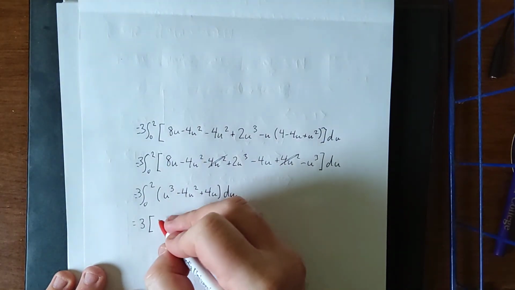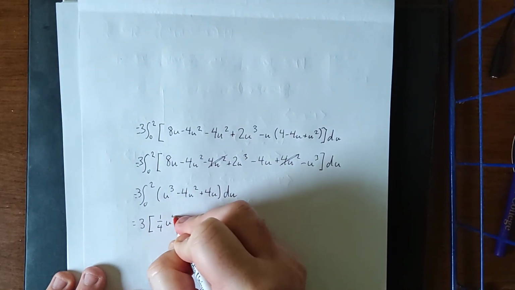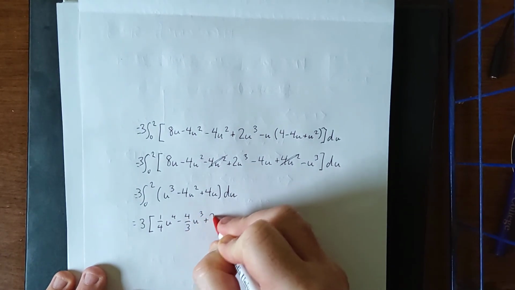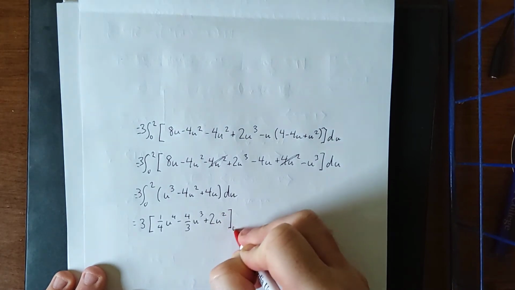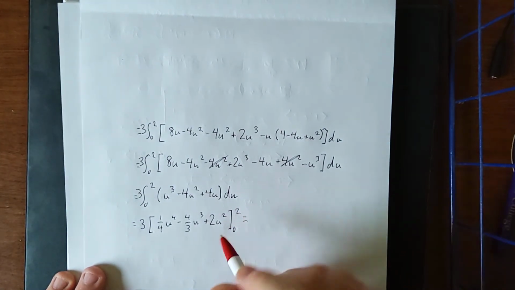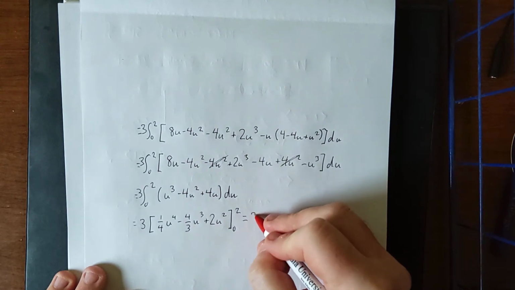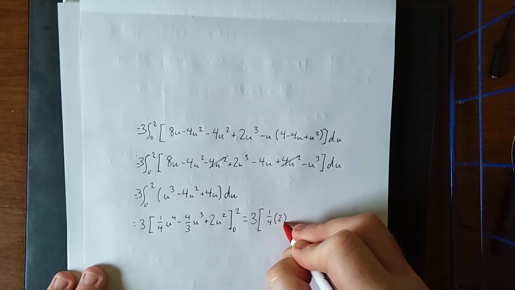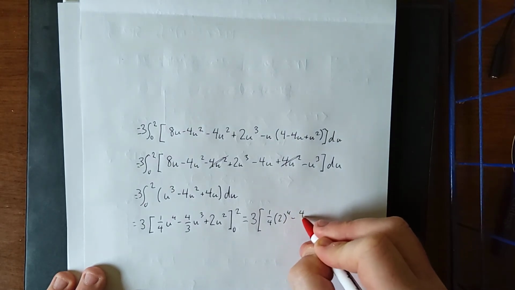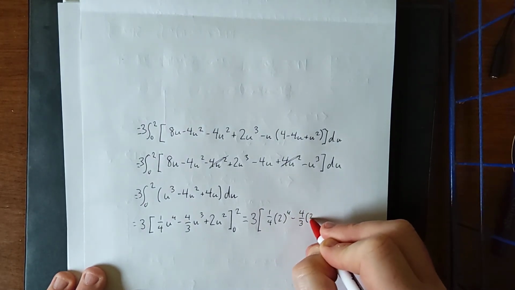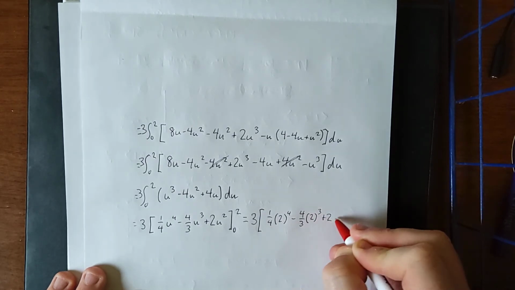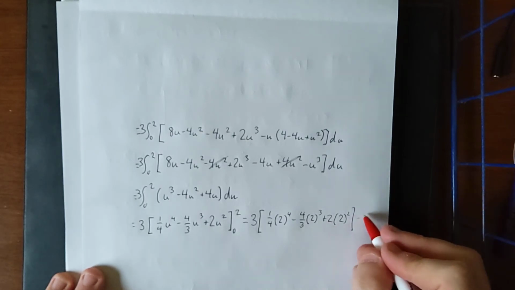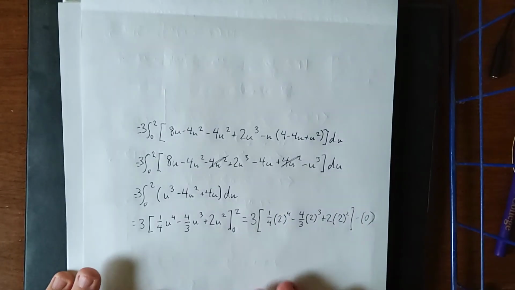Integrating with respect to u, we'll get 1/4 u to the 4th, minus 4/3 u to the 3rd, plus 2u squared, going from 0 to 2. This 3 will cancel out with the other 3 very nicely in just a moment. So this will be 1/4 of 2 to the 4th power, minus 4/3 of 2 to the 3rd power, plus 2 times 2 squared, minus a whole bunch of 0.